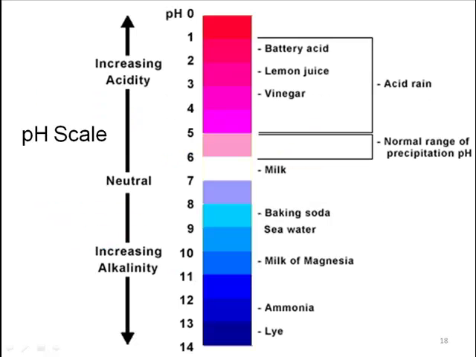The pH scale shows a comparison of acidity and alkalinity, which is also another word for basicity. Normal range of precipitation pH is usually between 5 and 6. 7 is neutral. That's where water is. Baking soda, seawater, and lye. Ammonia is up here. Lye is also another word for sodium hydroxide. Battery acid here, lemon juice, and vinegar, which is acetic acid. Isn't there stronger acids with like negative? Absolutely. Yep, you can go past 0, you can go past 14. This is just a scale.